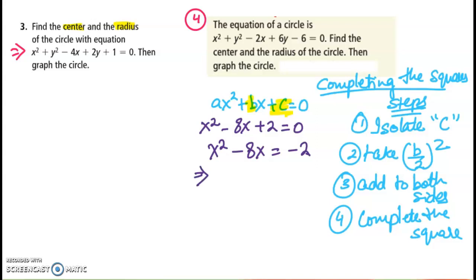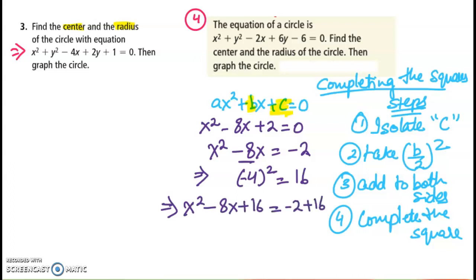Now step 2 says half of b. What is b here? b is negative 8, right? So we are just taking it. So half of b would be negative 4, squared. Yes, that will be 16. I will add that to both sides. x squared minus 8x plus 16 is equal to negative 2 plus 16 again.